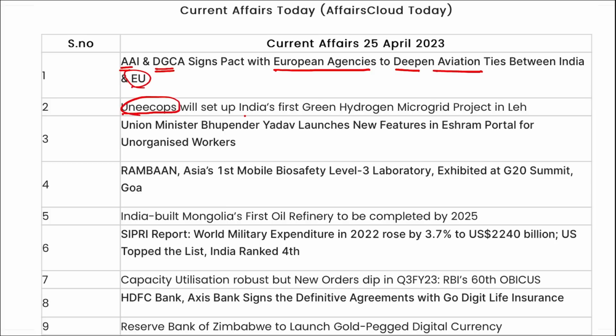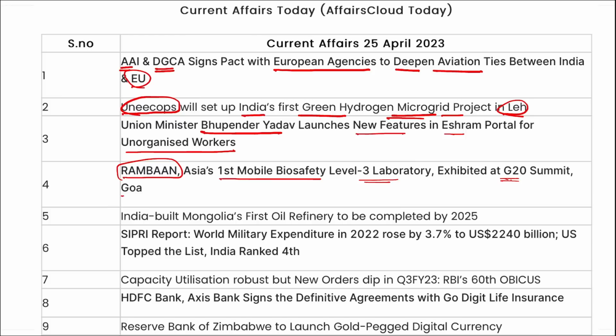UNICOPS will set up India's first green hydrogen microgrid project in Leh. Union Minister Bhupender Yadav launched new features in the e-Shram portal for unorganized workers. Ramban, that is Asia's first mobile biosafety level 3 laboratory, was exhibited at the G20 Summit in Goa. India built Mongolia's first oil refinery, to be completed by 2025.